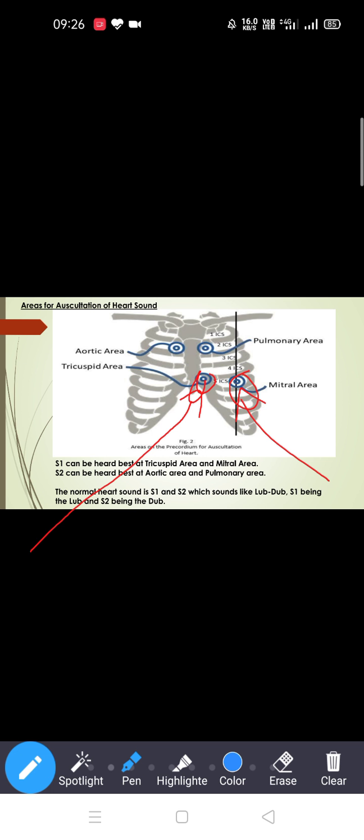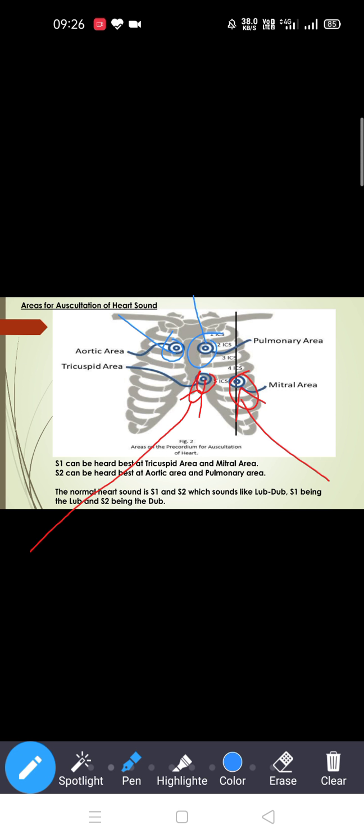S2 can be heard best at aortic area and pulmonary area. So these two areas are the aortic area and the pulmonary area. So in these two areas, what will you hear? You will hear the S2. You will hear the S2 best in these two areas. Okay, that means in the second intercostal space, that is pulmonary area and aortic area, you will be able to hear the S2 here in this aortic and pulmonary area.